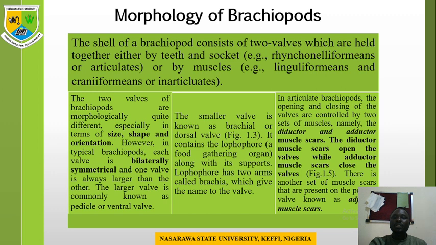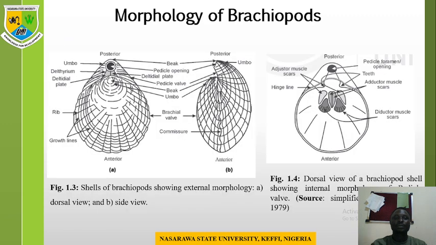It contains the lophophore, a feeding organ, along with its support. The lophophore has two arms called brachia, which give the name to the valve. In articulate brachiopods, the opening and closing of the valves are controlled by two sets of muscles, namely the diductor and the adductor muscle scars. The diductor muscle scars open the valves while the adductor muscle scars close the valves. There is another set of muscle scars that are present on the pedicle valve known as adjuster muscle scars.